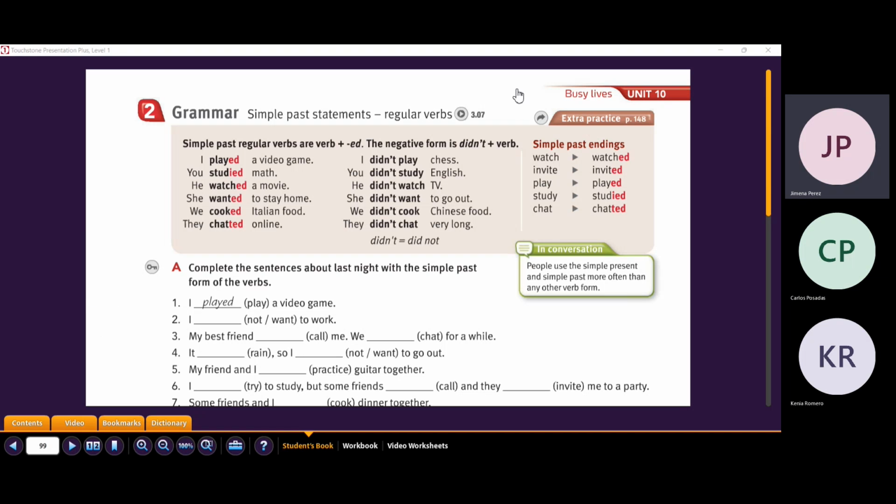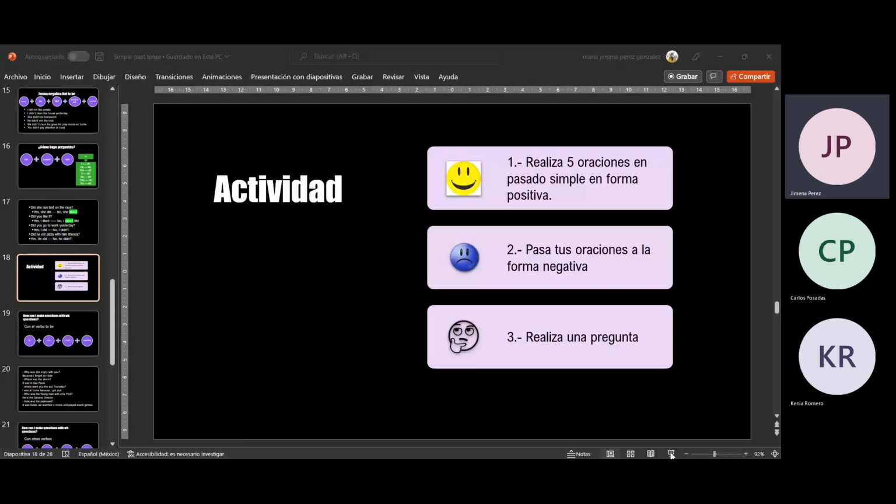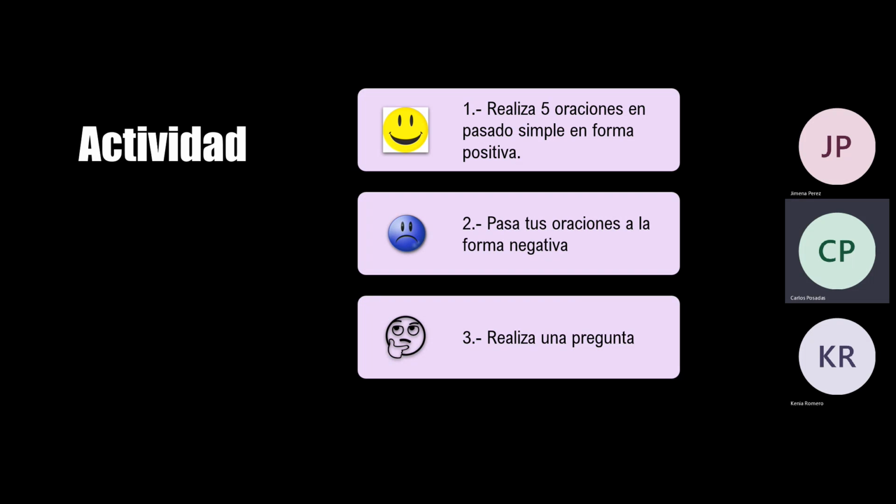Vale, ¿qué se queda de tarea? Por ahora sí les voy a dejar tarea. Nada más para reforzar. Es hacer 5 oraciones en pasado simple. Y esas 5 oraciones que hice, las voy a pasar a oraciones negativas. Y esas mismas oraciones que hice en pasado simple, las voy a pasar a pregunta. ¿Vale? Entonces al final tengo que tener 15 oraciones en total. Afirmativa, negativa y pregunta. Ok.